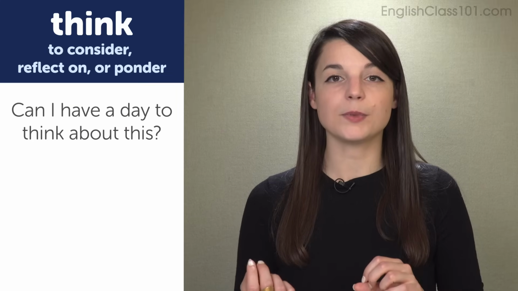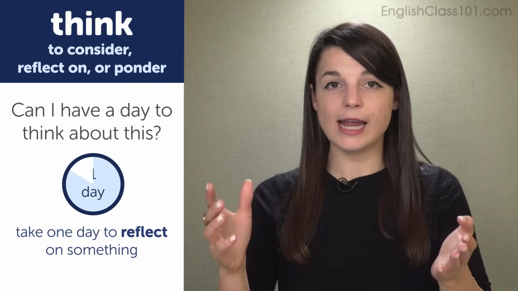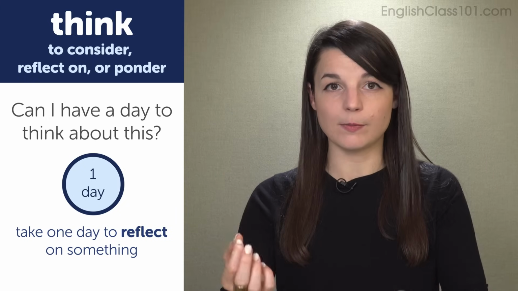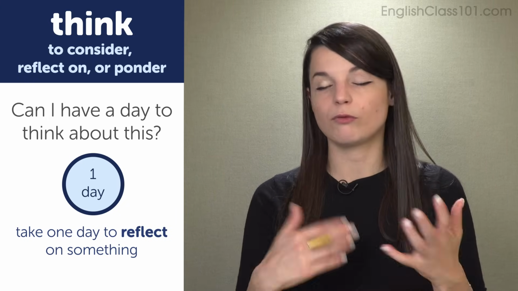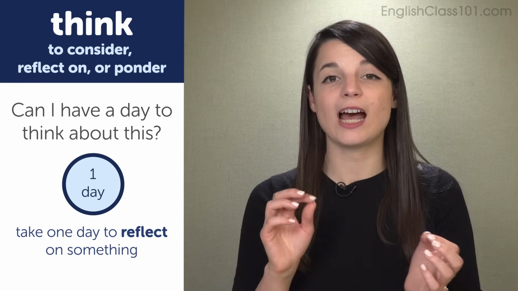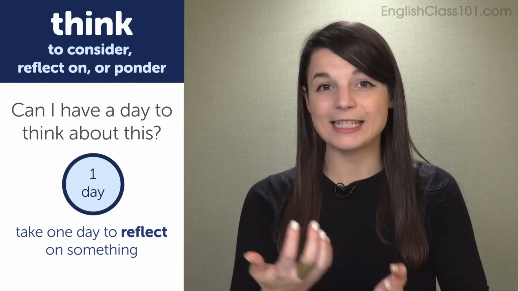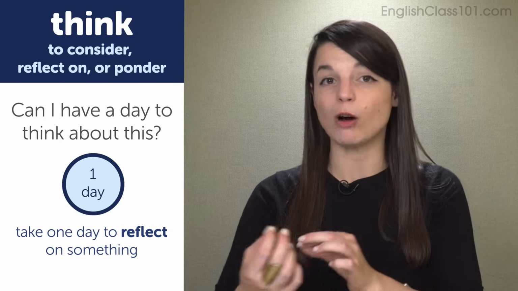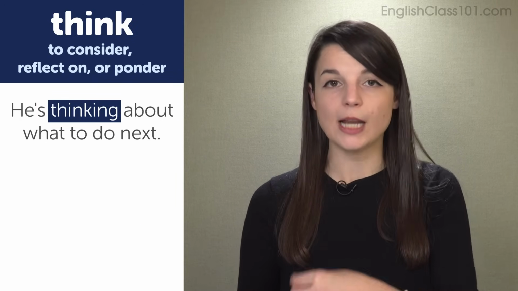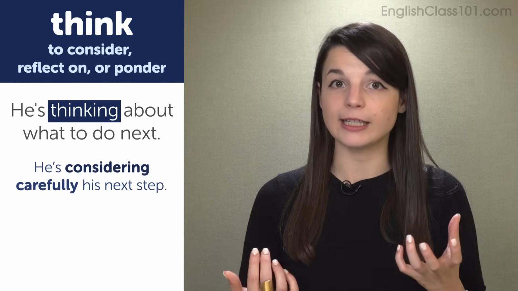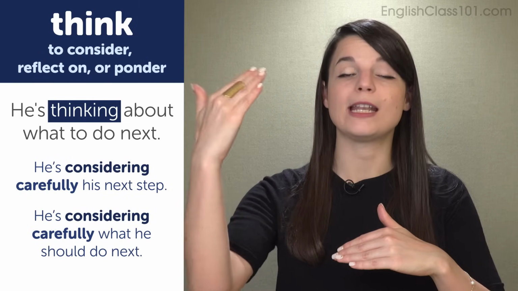So in these example sentences, can I have a day to think about this? Taking one day to reflect on something, like before you make a decision, is a pretty common thing to do before a big decision. So can I have a day to think about this means can I have a day to consider this carefully, or can I have a day to ponder this? In the second example sentence, he's thinking about what to do next means he's considering carefully his next step. He's considering carefully what he should do next.